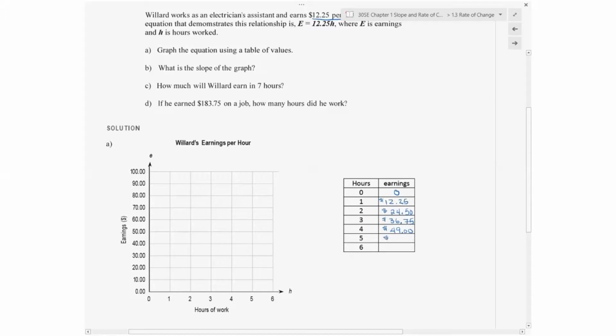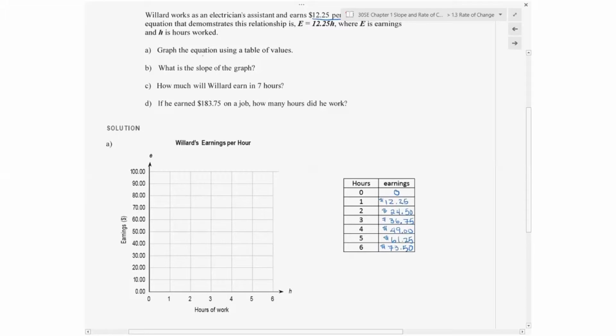If he works 5 hours, he's going to be at $61.25. And if he works 6 hours, he's going to be at $73.50. Now, in my head, I just added 12.25 to each of these. Another way you could calculate it is 2 times 12.25, 3 times 12.25, etc. And you should always get the same answer. So if I took 5 times 12.25 and put it in my calculator, I would get 61.25.